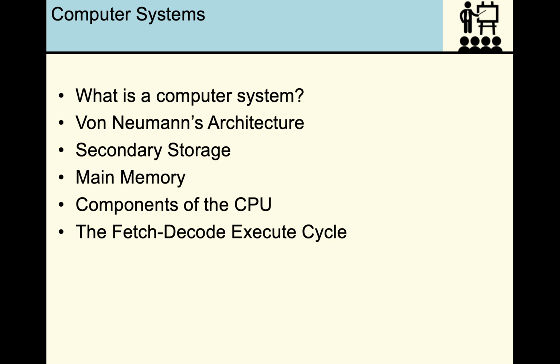Welcome to Computer Science MS5, and in this video we're going to be looking at computer systems, and we're going to be breaking down into what is a computer system, the von Neumann's architecture, secondary storage, main memory, components of the CPU, and the Fetch-Decode-Execute cycle. So quite a bit of content. Bear with me, pause the video, take notes, create flashcards. Use this to help you answer exam questions because there's a lot of information coming your way.